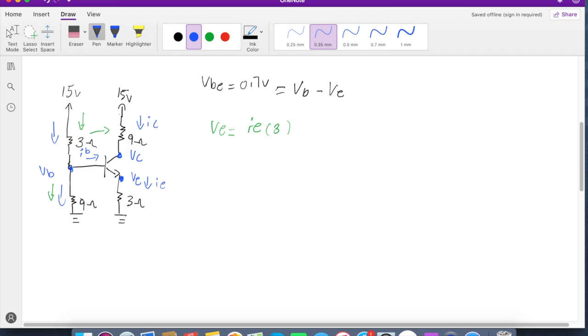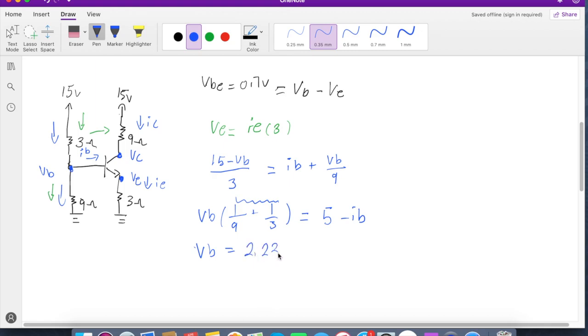So the best way to do this would be to perform a KCL. So here we see that (15 minus VB) over 3 equals IB plus VB over 9. Now that's KCL at node VB. So what we could simply do from here is isolate for VB, and once we do that, we obtain VB multiplied by (1 over 9 plus 1 over 3) equals 5 minus IB. So now that we have this equation, we can simply multiply both sides by whatever's in this bracket right here, and we obtain VB = 2.22 minus 0.44 IB.